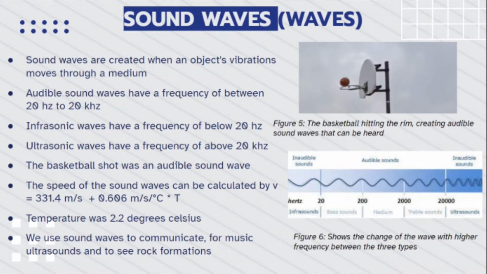For the speed of the sound waves through air, a formula can be used of velocity being equal to 331.4 miles per second plus 0.606 miles per second divided by Celsius times the temperature in Celsius. For the shot, the temperature was 2.2 degrees Celsius.